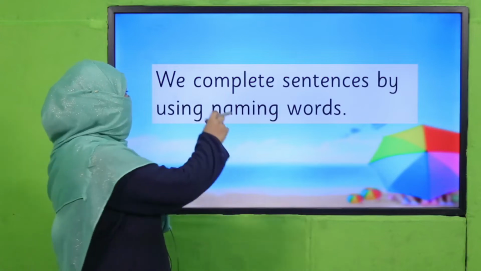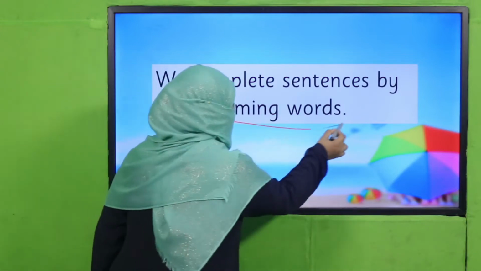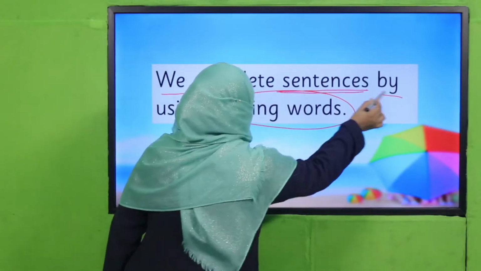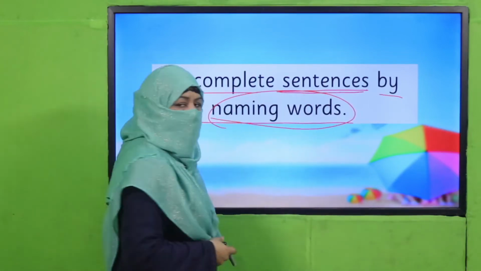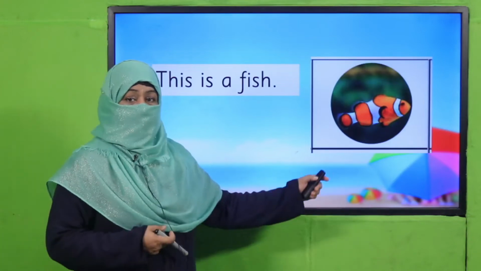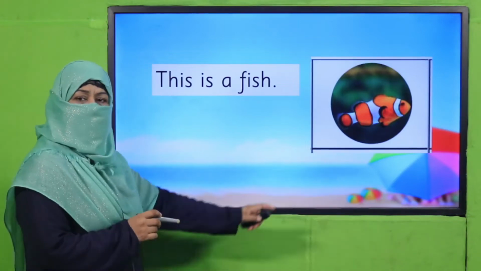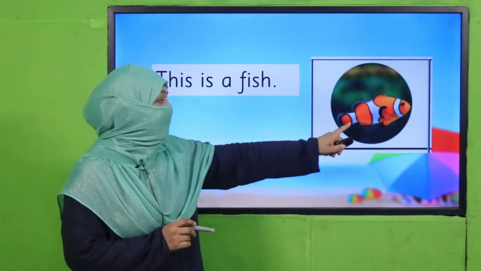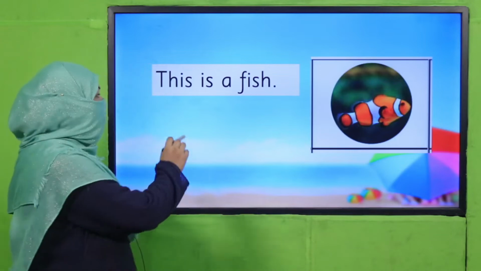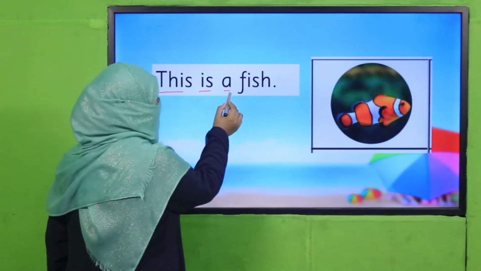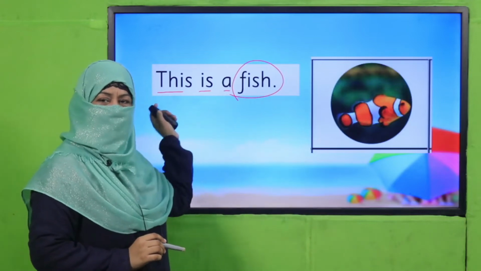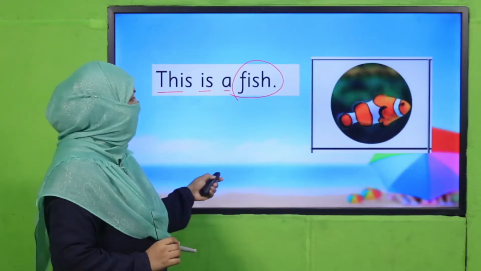Now, by using these naming words, we make sentences. We complete sentences by using these naming words. How do we do it? Look at this. This is a fish. So the naming word is fish. And this picture is telling us, what is this? It's a fish. So how do we say it? This is a fish. So we have used this naming word to make a sentence, right?